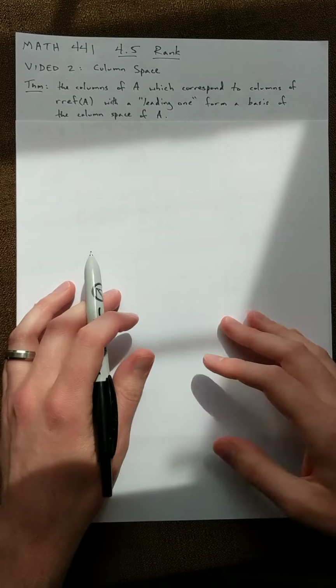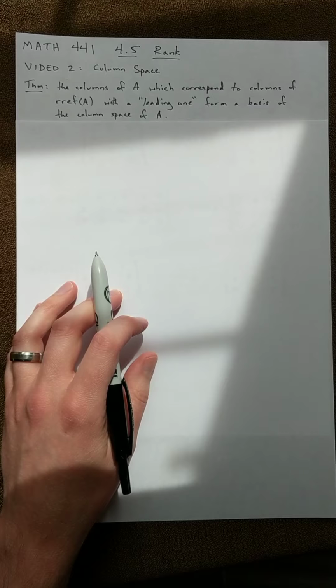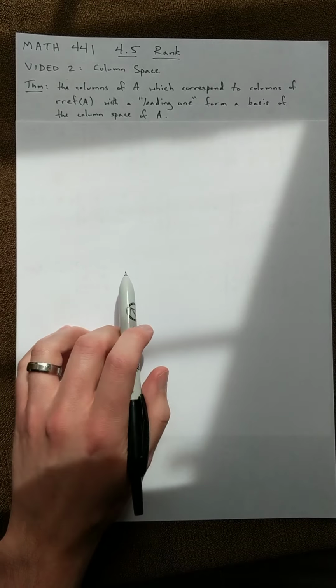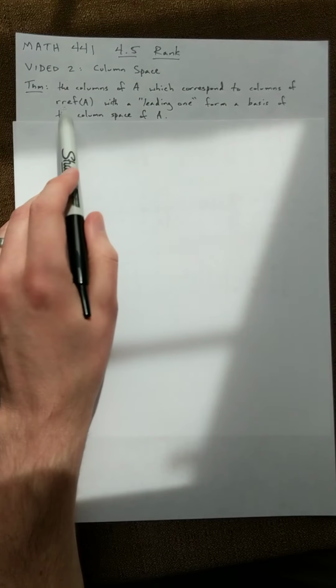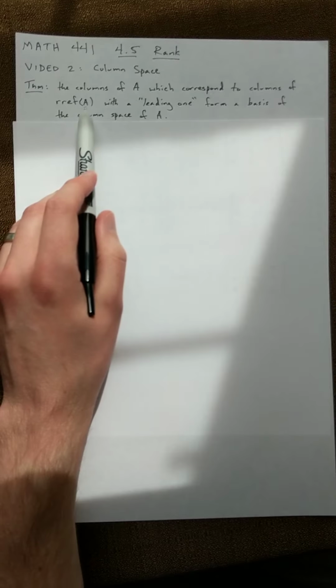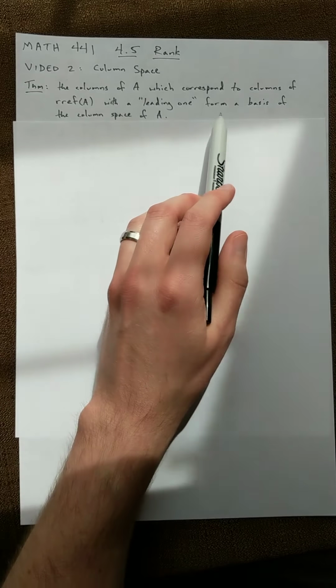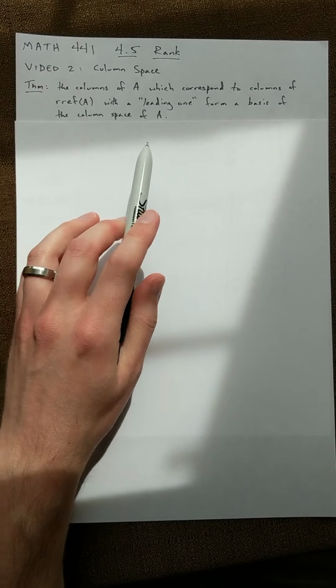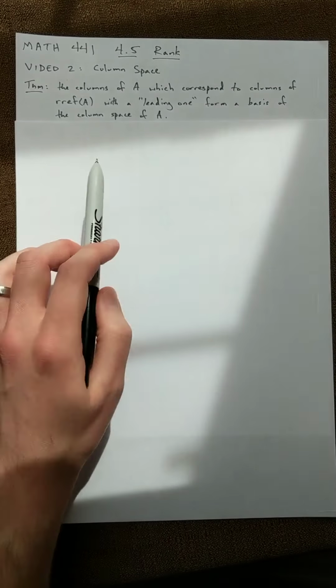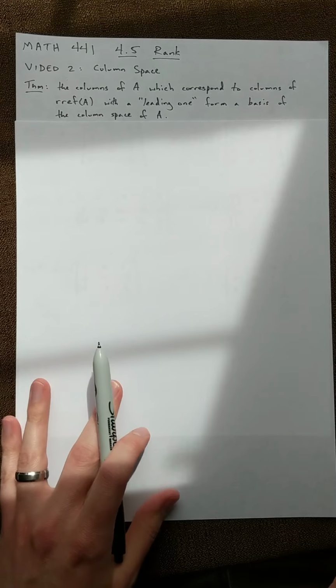Okay, in this video I'd like to talk about how to find a column space of a matrix. So we have a theorem that says the columns of A, which correspond to columns of the reduced row echelon form of A which have a leading 1, would end up forming a basis for the column space of A. So let me first talk you through how to do it this way, and then I'll describe an alternative.